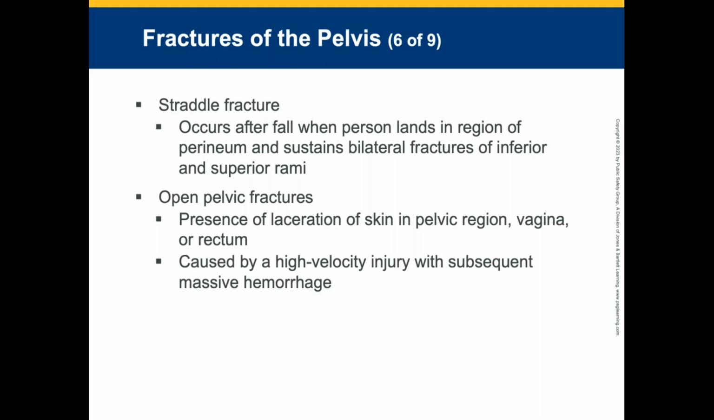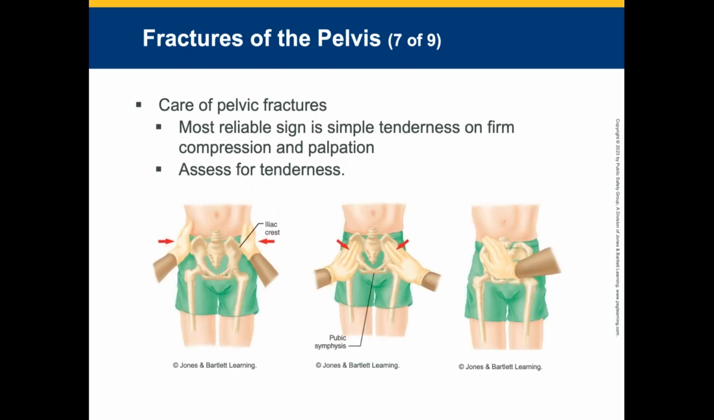An open pelvic fracture is life-threatening. These are patients with lacerations of the skin in the pelvic region, vagina, or rectum. It is very uncommon to see an open pelvic fracture, but it can happen. It is usually caused by a high-velocity injury with subsequent massive hemorrhage. Even small amounts of blood found during a vaginal or rectal exam should raise suspicion for an open fracture because it's leaking, as you can see here.